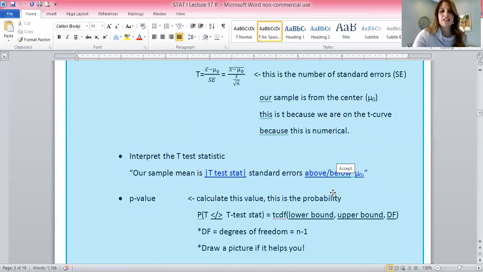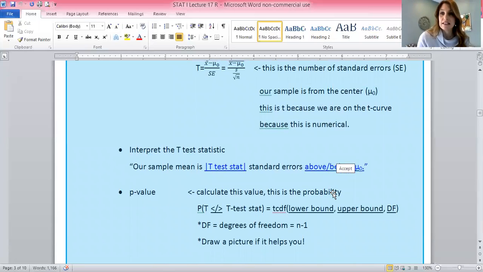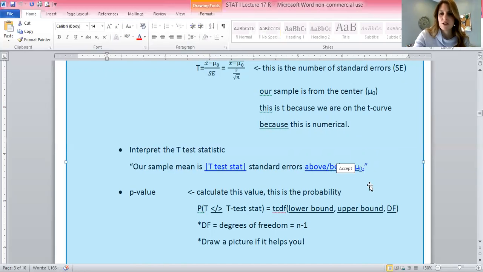So the way we interpret it is just saying our sample mean is whatever our test statistic value is, and I have an absolute value, standard errors above or below my center, mu naught. So my sample mean is, maybe if I have 2.5 standard errors, and if it was positive, above my center. Or if it was negative, it would say below the center. Instead of just saying the center, I'm actually going to put in the value from my null hypothesis there. That's the center of my curve. So that's a quick one.